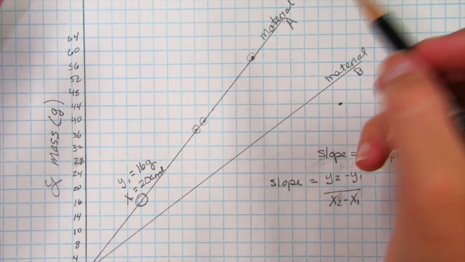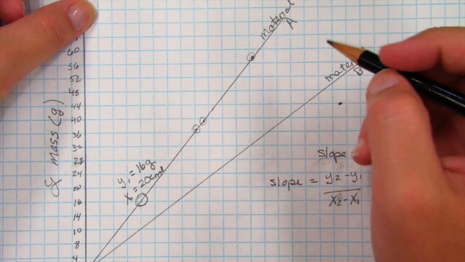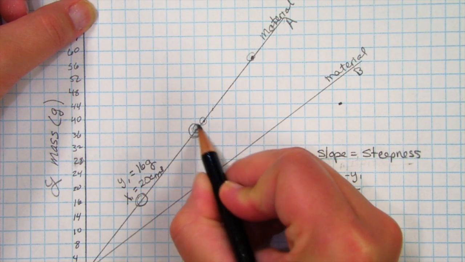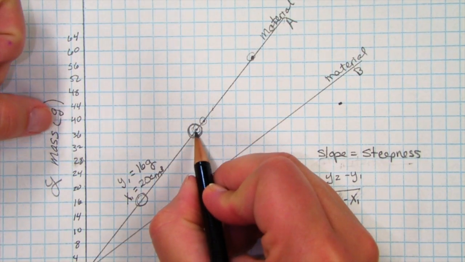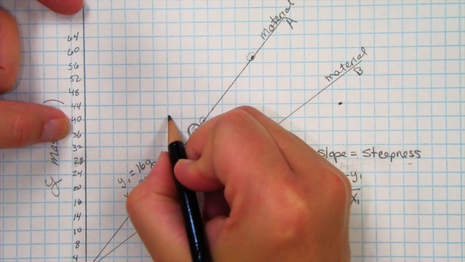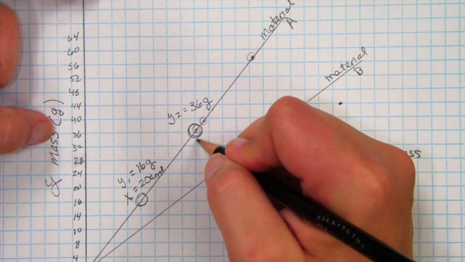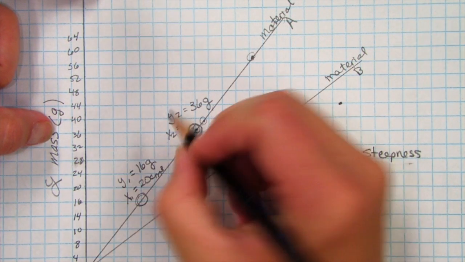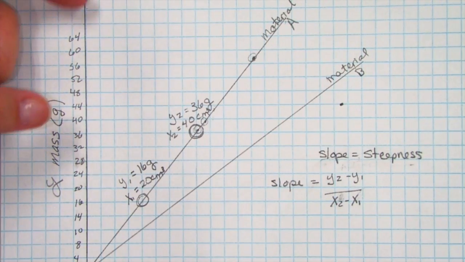So I'm going to look on my line here, and I'm going to look until I see a point where it crosses exactly. And this is a little bit confusing, but that looks like it does too. This is my second point. Now notice I'm not going from the data point, I'm going from where it hits the line. So y2 equals 36 grams. And it's also my x2. So x2 equals 40 centimeters cubed, or milliliters, same thing.